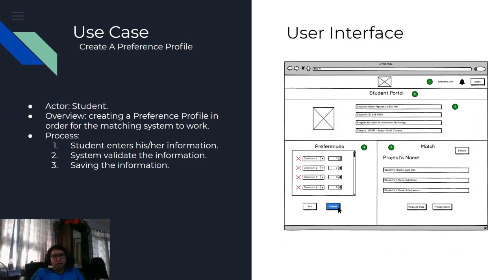Hello again. Now I'm going to present two final use cases in this presentation. The first use case I'm going to go over is create a preference profile. The main actor in this use case is the student. A student needs a profile for the system to match him or her with a project. A student can just visit their home page and is free to edit or add any preferences that she or he would like to add, and click submit to apply the changes over here.